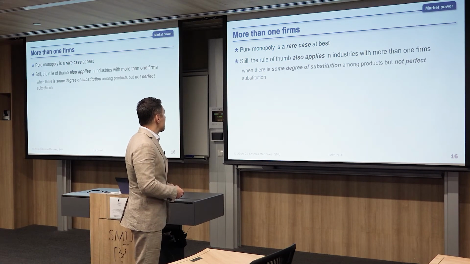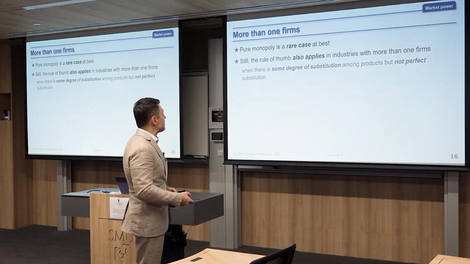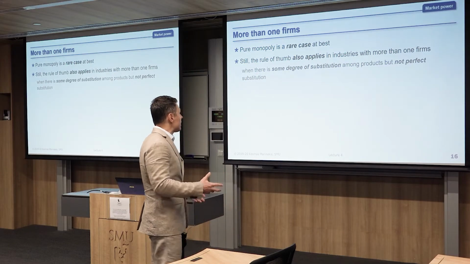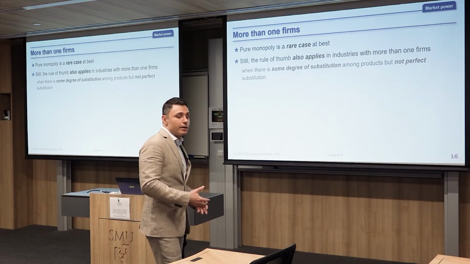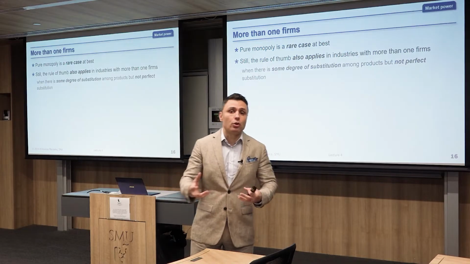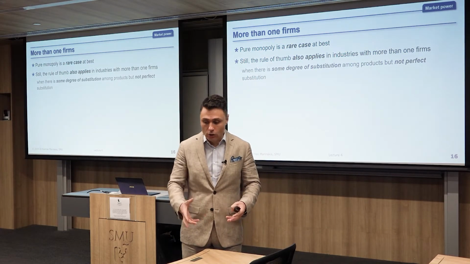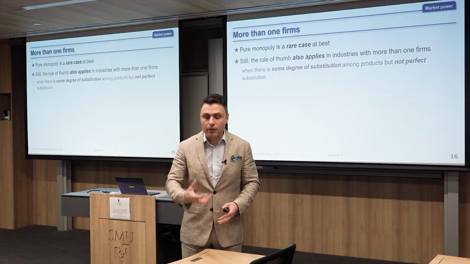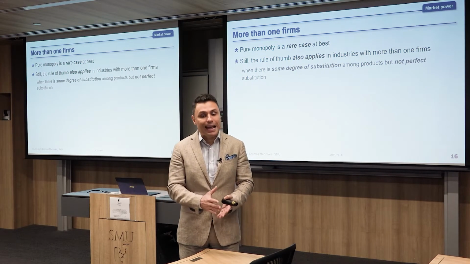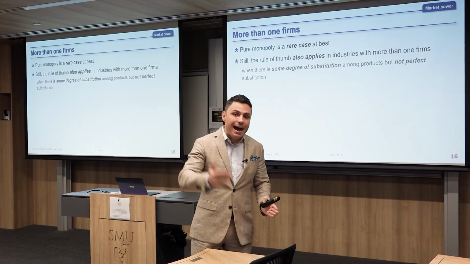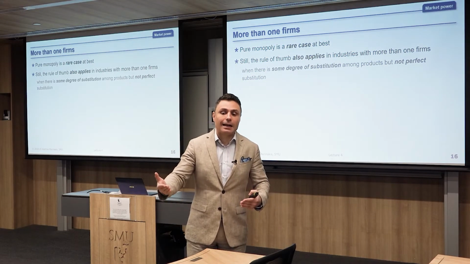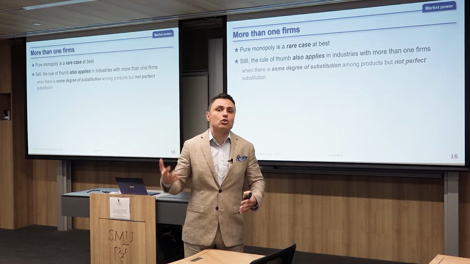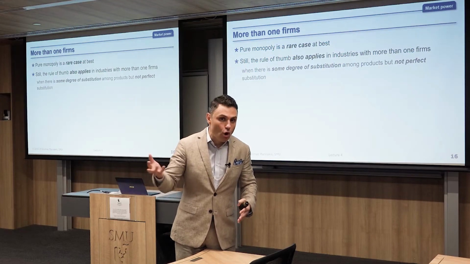So still, the rule of thumb also applies. This profit maximization method applies in industries that have more than one firm, provided that there is some substitution between the products. The products are not exactly the same, but there exists some differentiation between them. So the products are substitutable, but they are not exactly the same. There is some differentiation, and that differentiation is what gives you a little bit of market power.